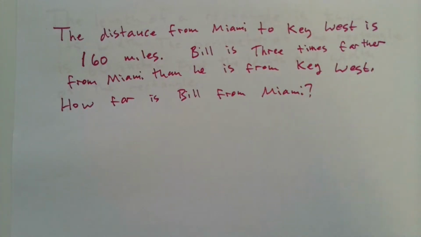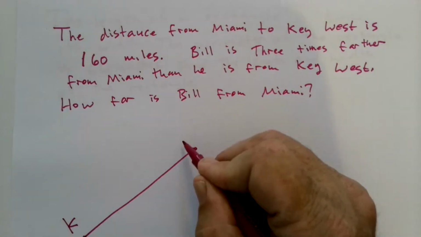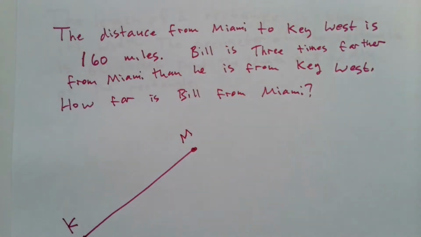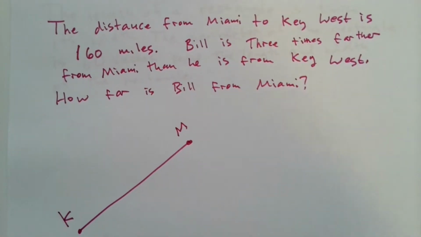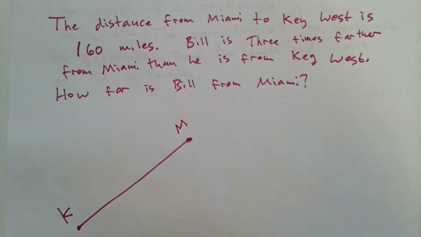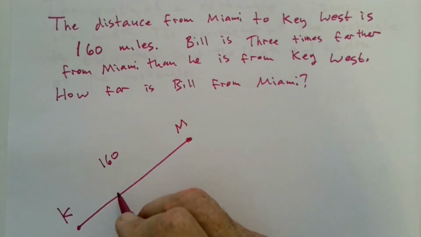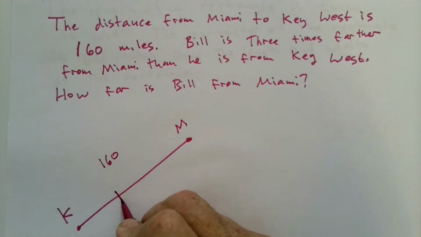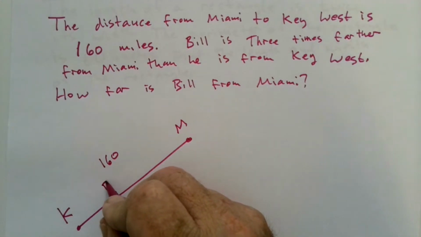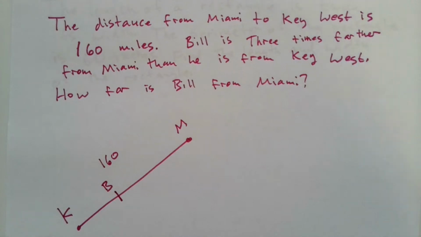He's farther from Miami than he is from Key West, so he's closer to Key West. So let's draw a picture. Here's Key West. Here's Miami. Now we know that the total distance between these two cities is about 160 miles. He's closer to Key West than he is to Miami, so if we're going to draw the picture here, we'll put Bill at this spot. So I need to introduce a variable.